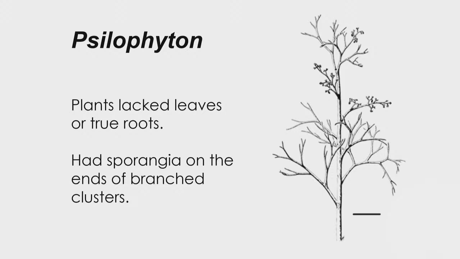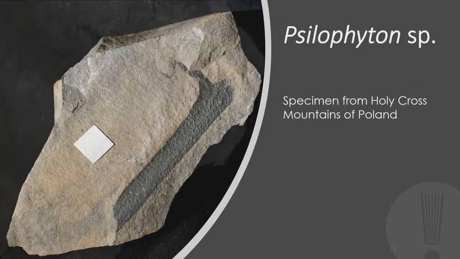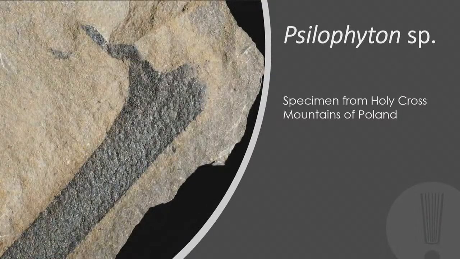These plants still lacked leaves and roots. They had sporangia on the ends of their branched clusters. And here is a photo of that specimen, also from the Holy Cross Mountains of Poland. A little bit closer up view here.